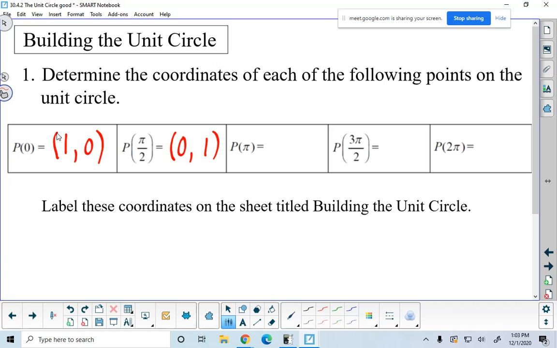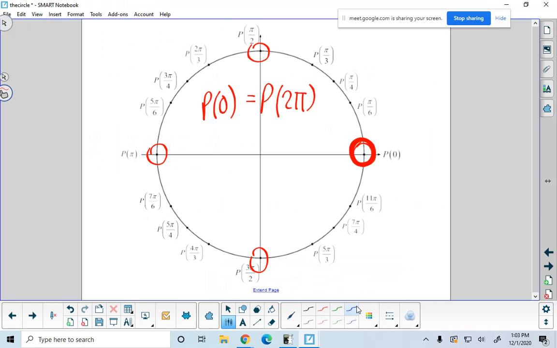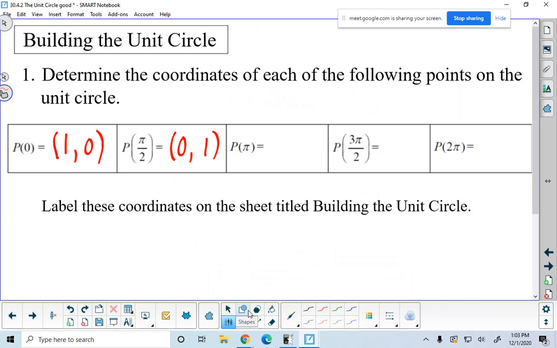On the left-hand part of your circle, since the radius is 1, the x value at that point is negative 1, and you can see the y value is 0. So this is negative 1 comma 0. When you get to the bottom of your unit circle, P of 3 pi over 2 would be 0 for an x-coordinate and negative 1. And then P of 2 pi is back to 1 comma 0.